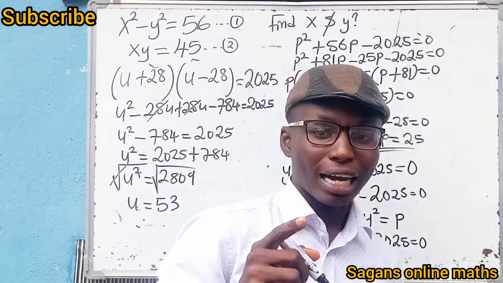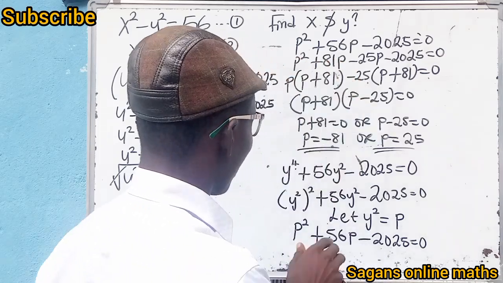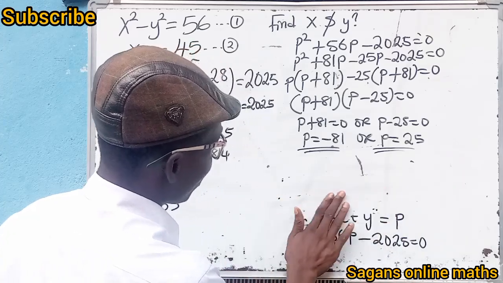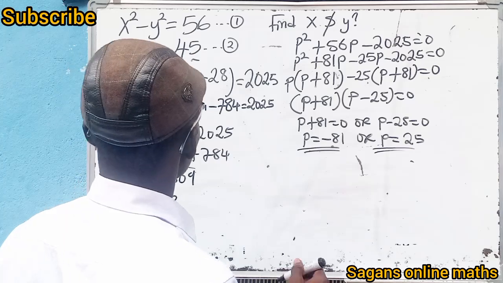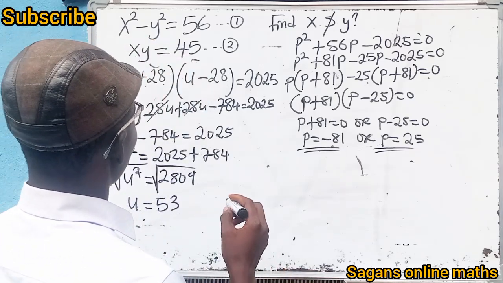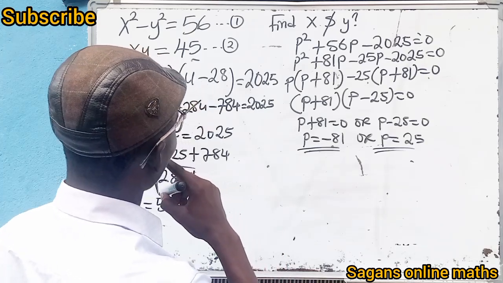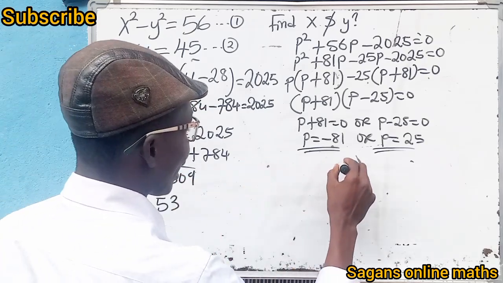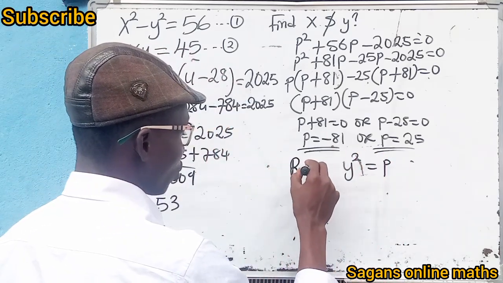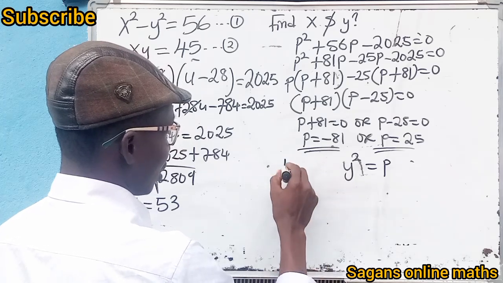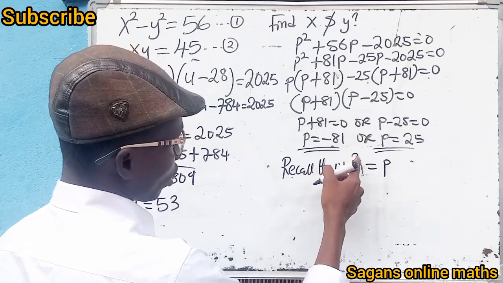We are not asked to solve for p. We are asked what is the value of x and y, right? Now we can remove this from here. Now recall from equation 3, there's somewhere we said that y square is equal to p. Please note this. Recall that y square is equal to p.